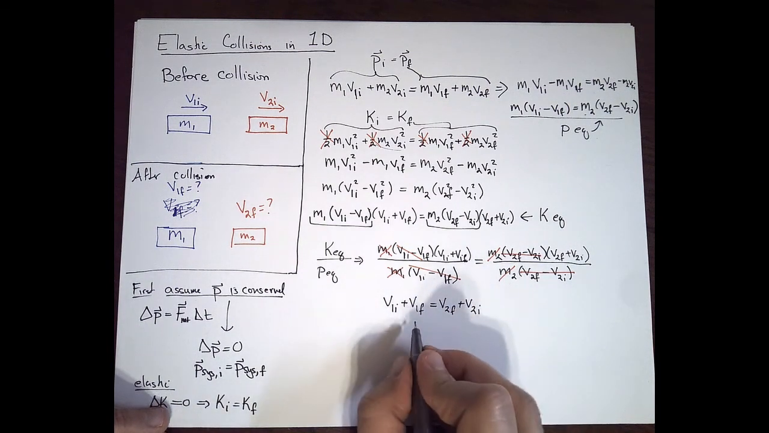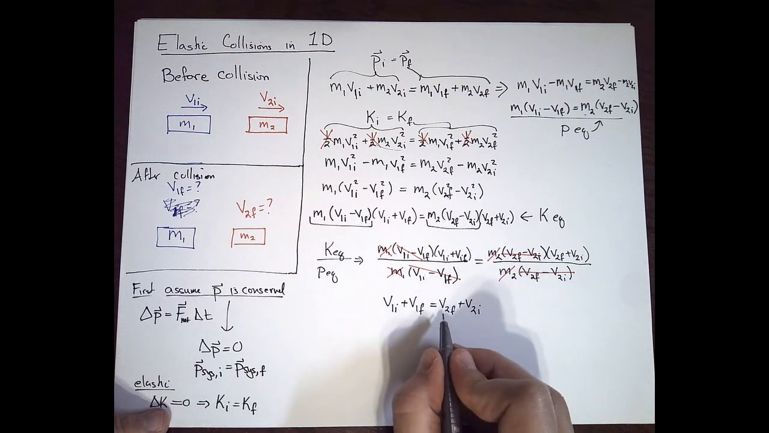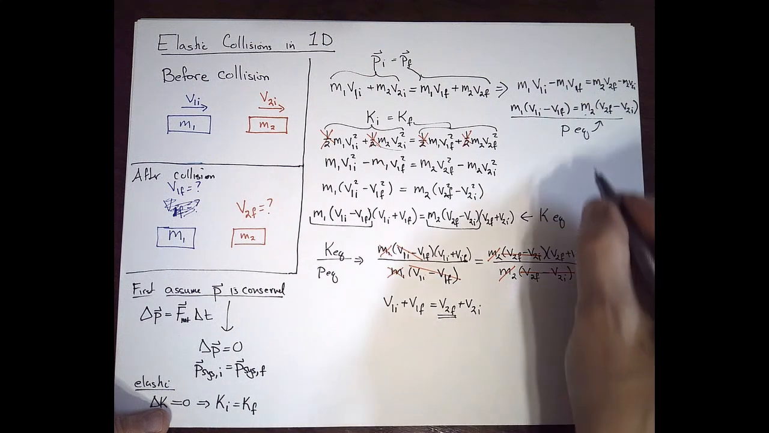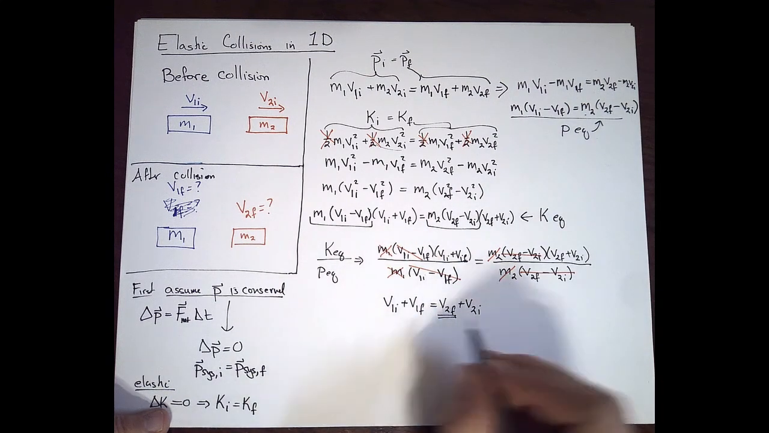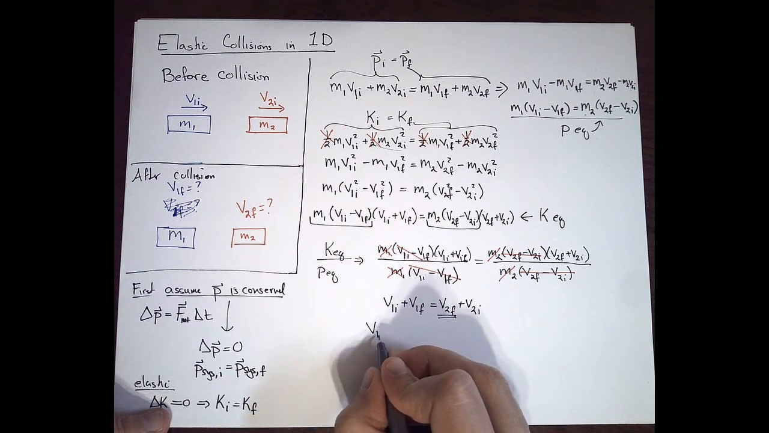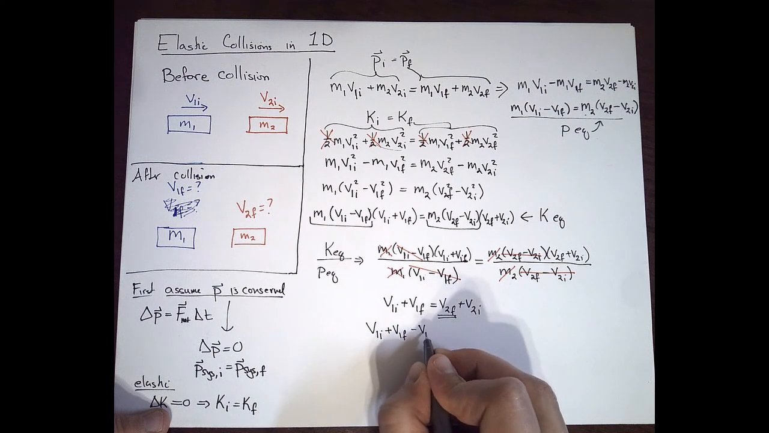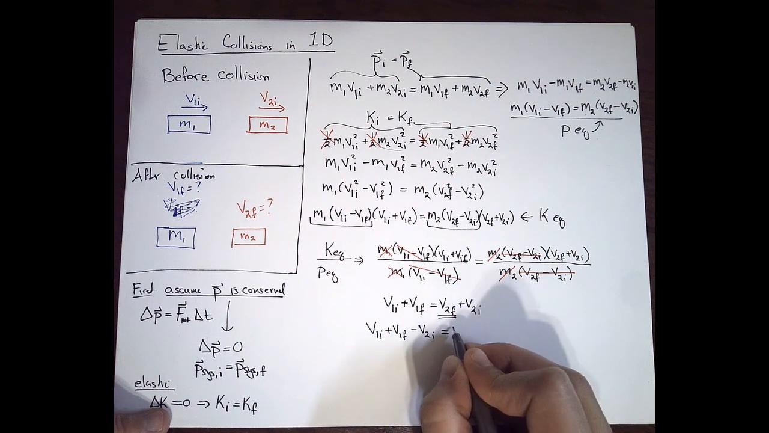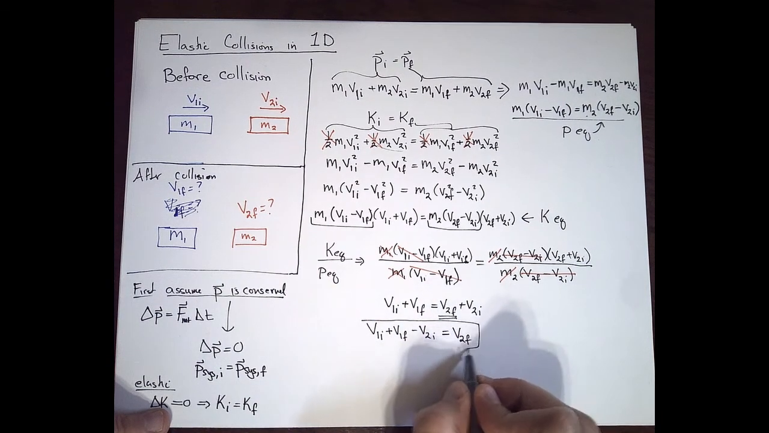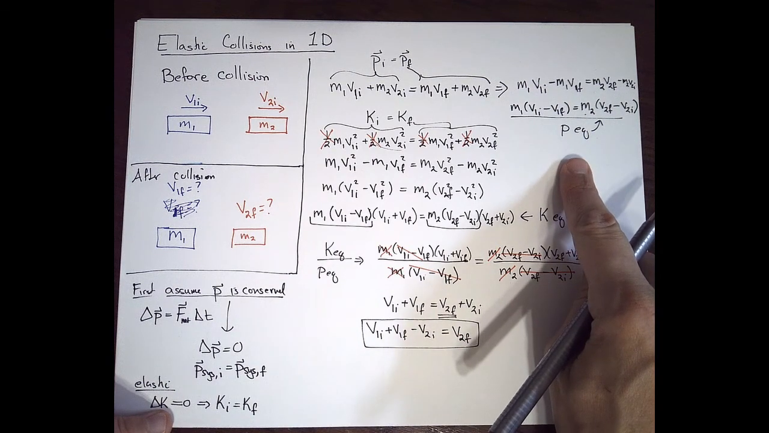But say I want to solve for the final velocity of mass 1. So in that case, I'm going to actually isolate this guy and then substitute it into my momentum equation. So when I isolate it, I will get V1 initial plus V1 final minus V2 initial. That'll equal the final velocity of the second mass. And now I can substitute that back into my momentum equation.